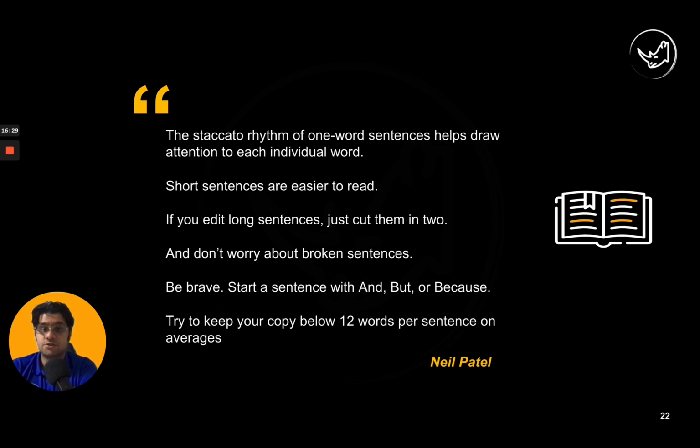Short sentences are easier to read. If you edit long sentences, just cut them in two. And don't worry about broken sentences. Be brave. Start a sentence with and, but, or because. Try to keep your copy below 12 words per sentence on average. So I thought this was pretty interesting. I got it from his website. He talks more about it, but try to use this as an interesting technique in your copywriting.